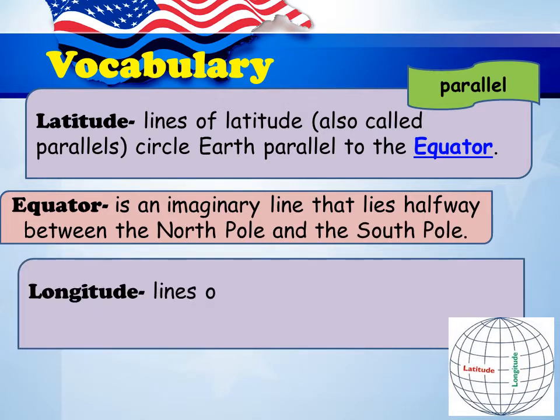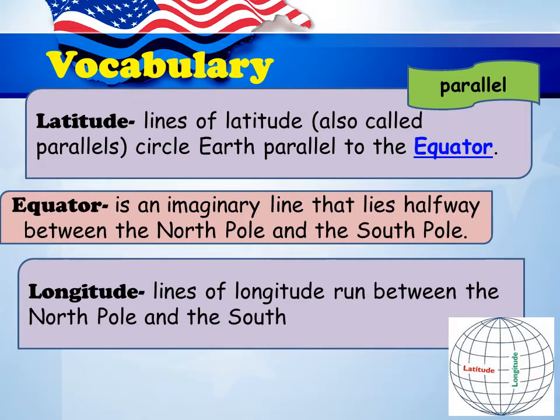And third word, we have longitude. Lines of longitude run between the North Pole and the South Pole. As I've said earlier, for latitude, remember the word parallel, and for longitude, the key is meridian. Another word for longitude is meridian. We're going to discuss further about latitude and longitude in our next slides.